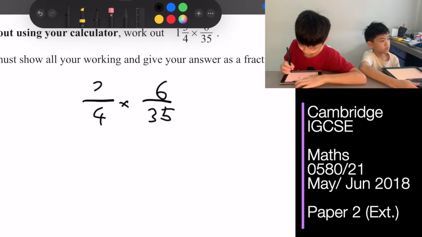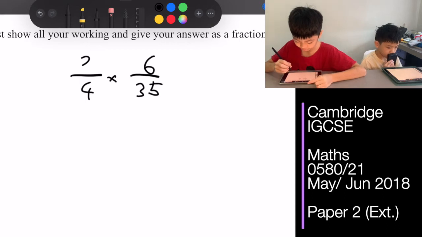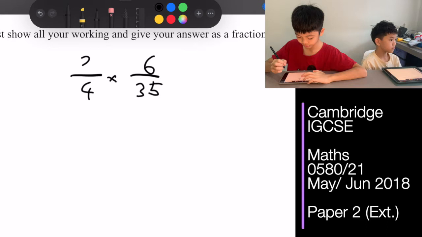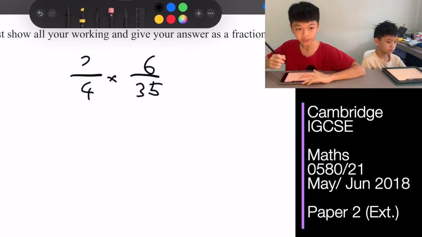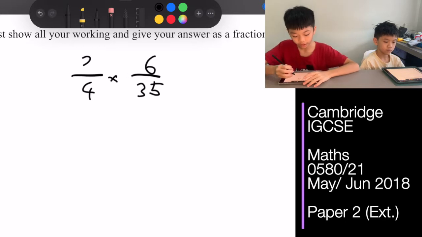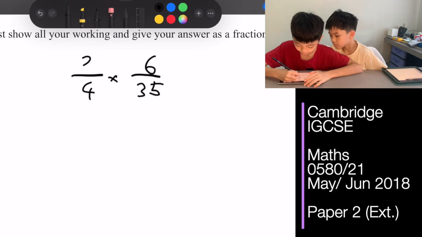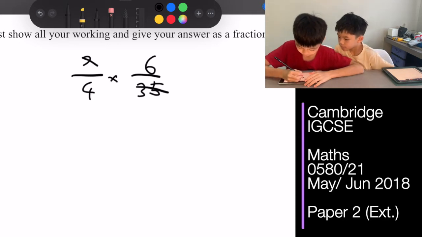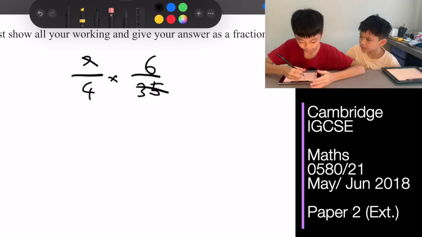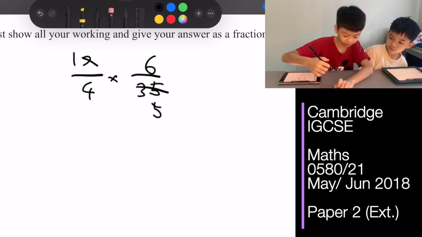Then now you can just go ahead and multiply them. 7 multiply 6. Oh wait, hold on. Firstly, we need to simplify them, because unless you're very good at multiplication, you can multiply 4 with 35. Otherwise, you'll have to simplify it. 7 and 35: 1 and 5, since 35 is 7 times 5. I'm not allowed to use a calculator.